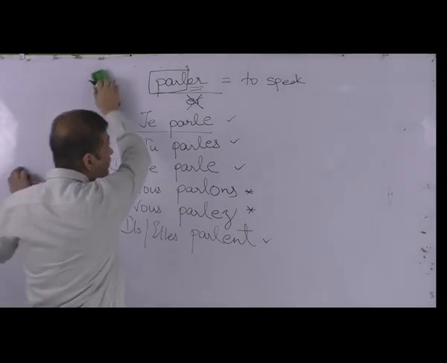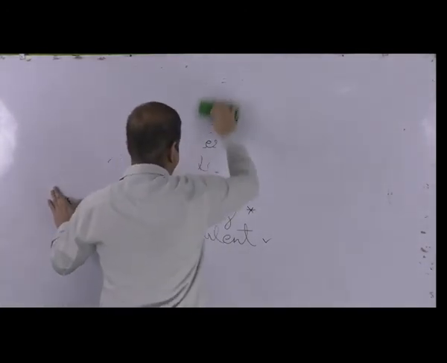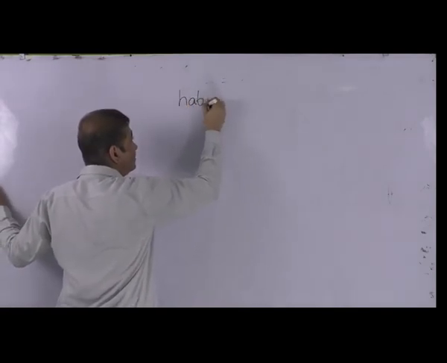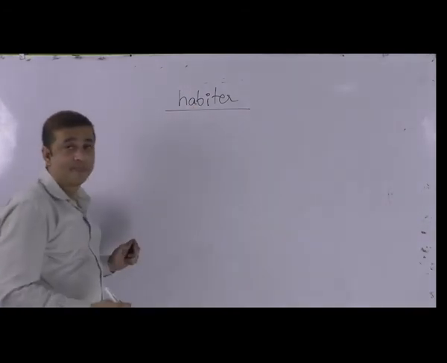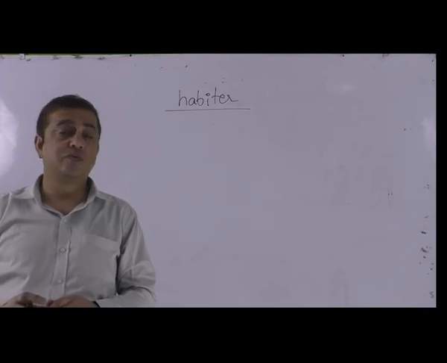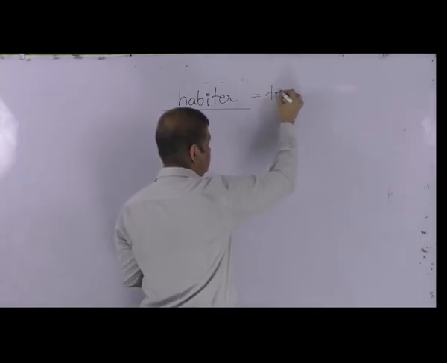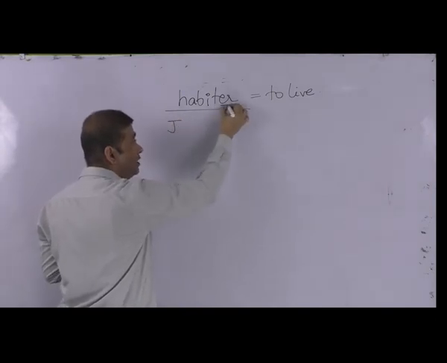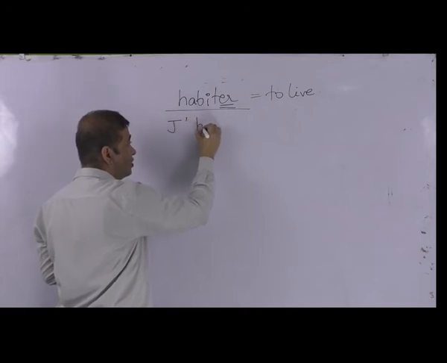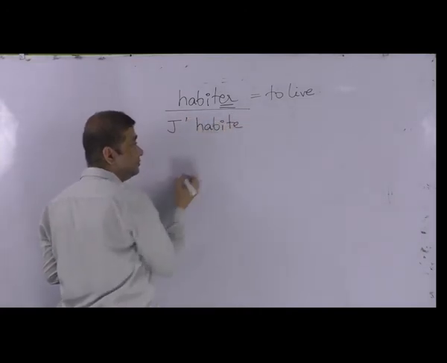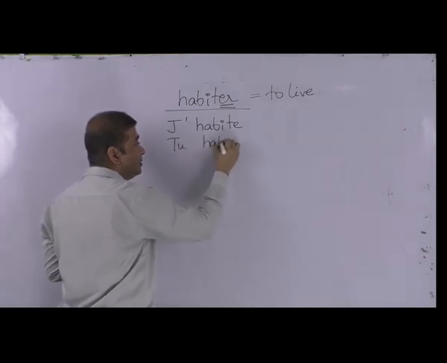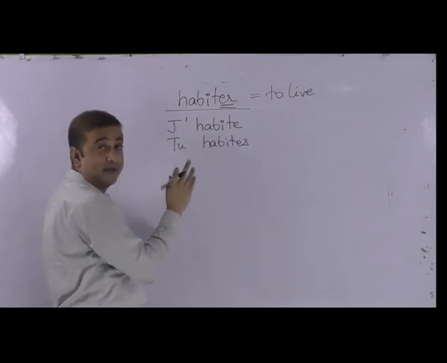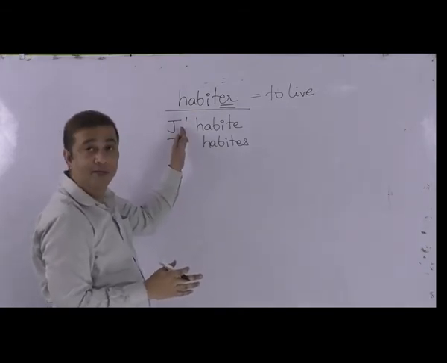Now, I'll take another verb. Let us take the verb habiter. Habiter means to live. If I conjugate this verb, I have to remove ER, as it is a first group verb. So I'll conjugate it as j'habite, I'll add E. Tu habites. You can see in the first case I have removed E because my verb begins with H. Whether the verb begins with H or a vowel, we have to drop E. So it will be j'habite.